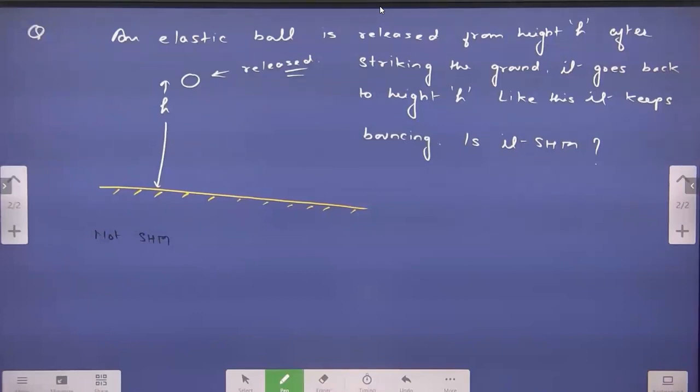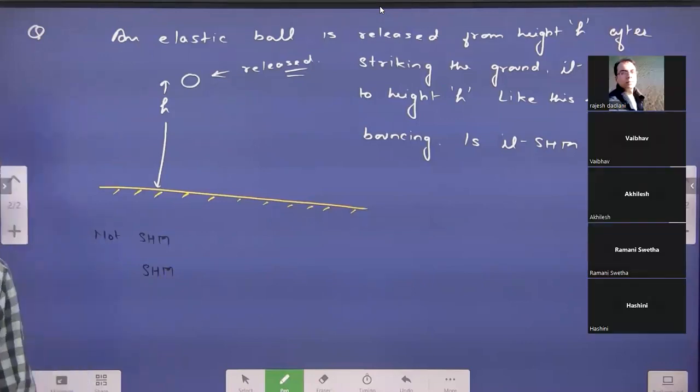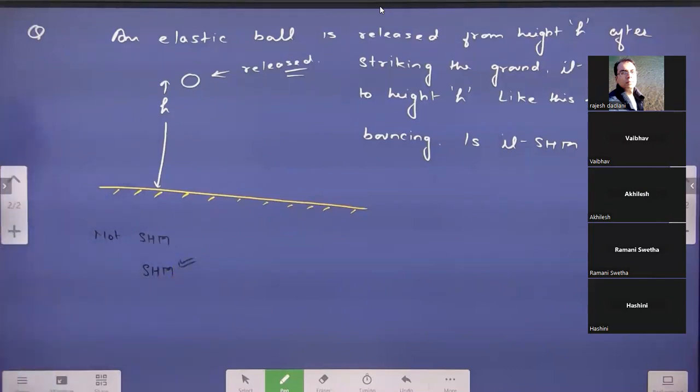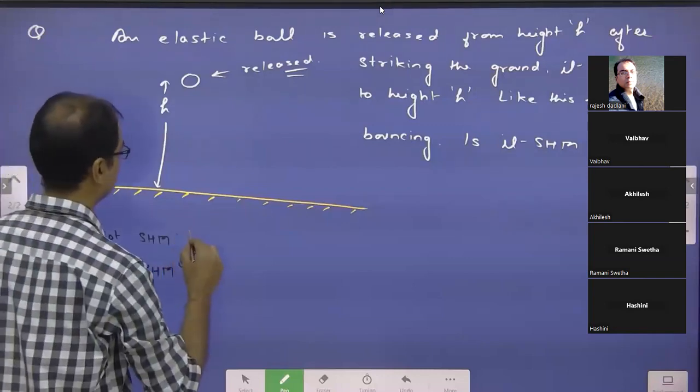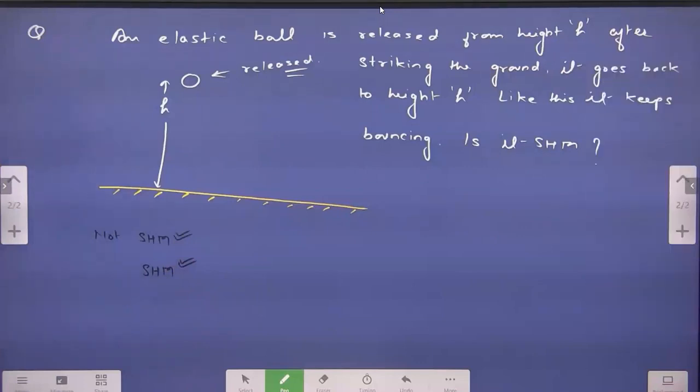Madhu is there? No. Shweta, what's your answer? It is SHM, sir. Okay. Akhilesh? Sir, SHM. Okay. Ashini? It is not SHM. Shweta already said. Srinidhi? Sir, it is not SHM.